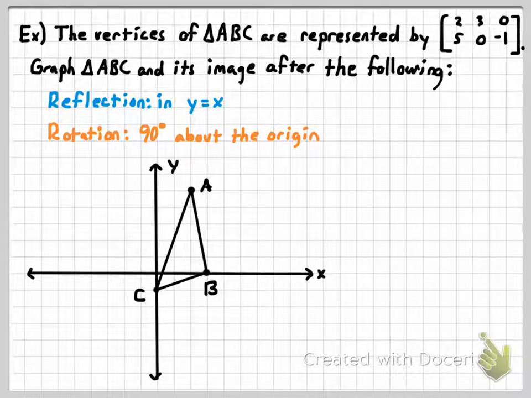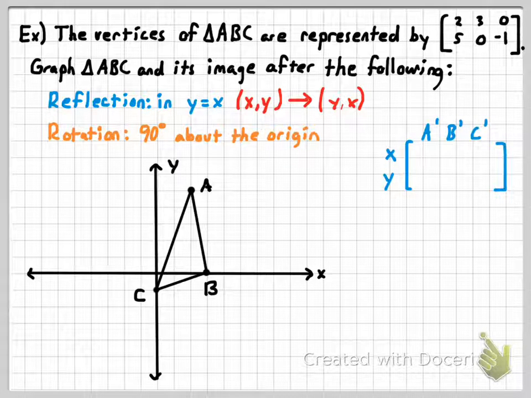Well, let's go ahead and reflect that in the line y equals x first of all. Now here we're going to apply one of the patterns that we just learned in the previous couple sections. Whenever you reflect a point in the line y equals x, remember you just swap the x and y coordinates. So every x, y gets mapped to y, comma x. Now I'm going to go ahead and list the coordinates of that image in a matrix itself. So we're switching the x and y coordinates.